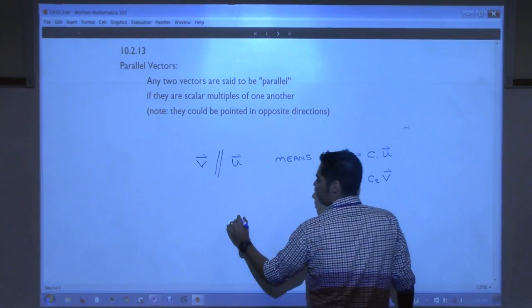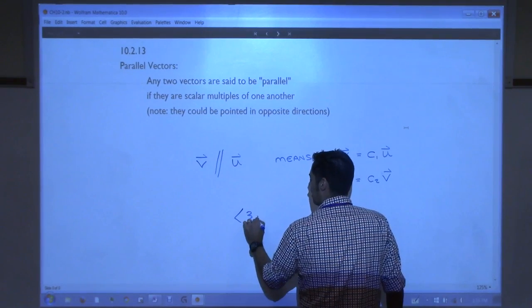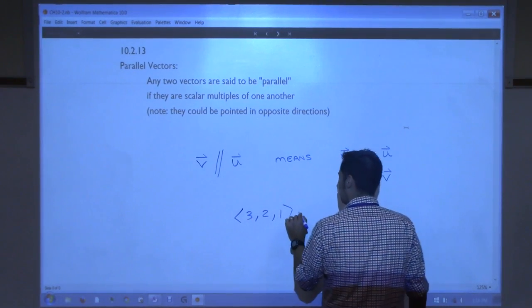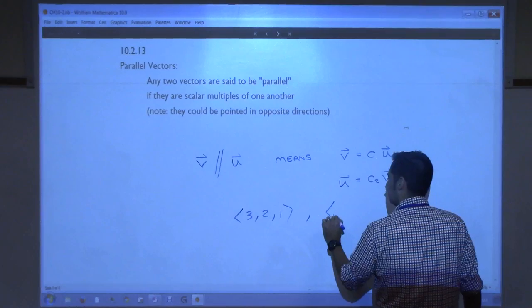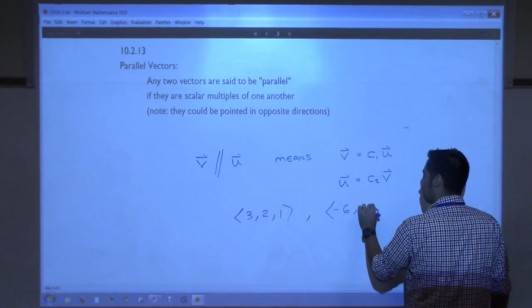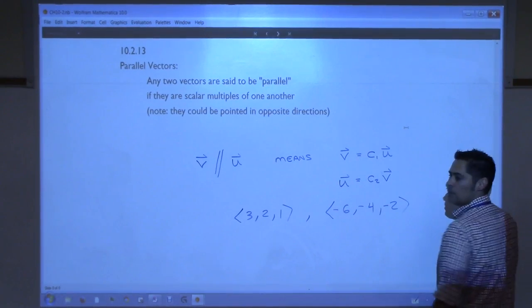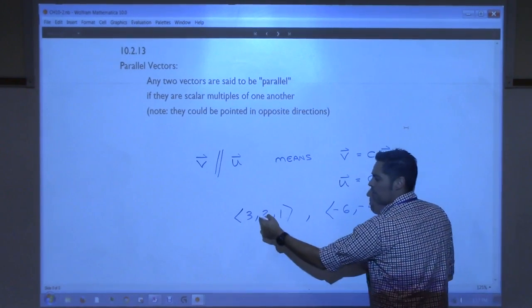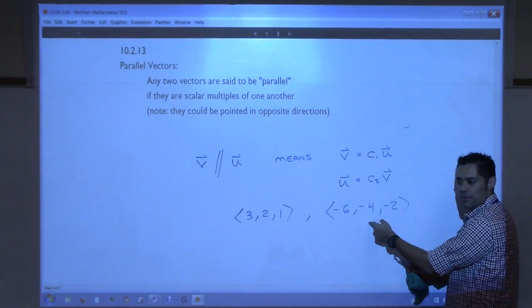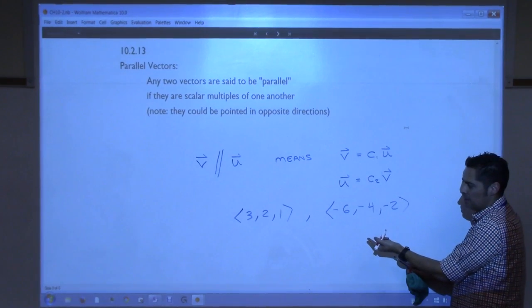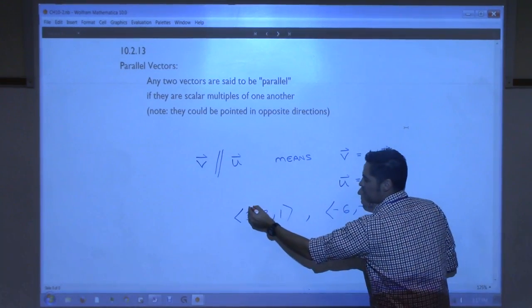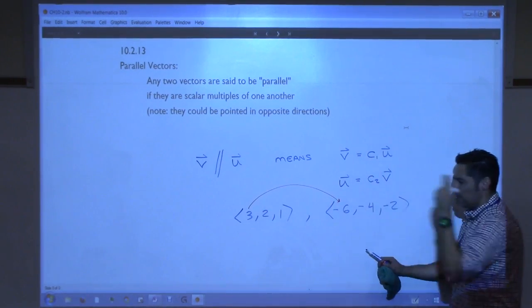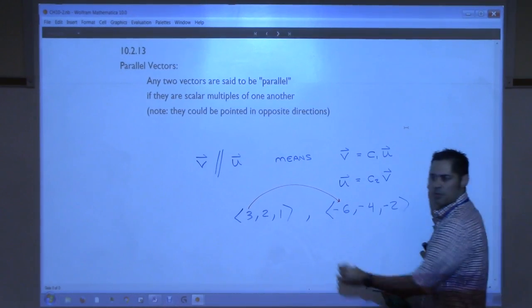Here's an example of two vectors that are parallel: (3, 2, 1) and the vector (-6, -4, -2). Those two vectors are parallel, right? The way we would figure that out is by trying to figure out if there's some number I can multiply this by to get this, which in this case would be -2. So how do I turn 3 into -6? Well, I multiply by -2, right?